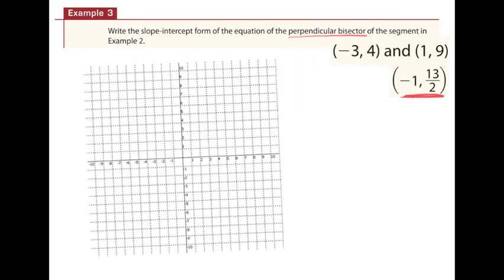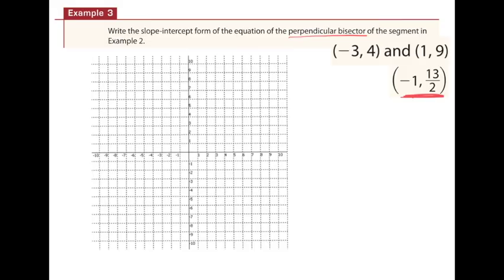Shrink it down a little bit. We have the line segment that starts at (-3, 4), all right? So (-3, 4) is right here. And then we have it ending at (1, 9), okay? So (1, 9) is way up here. This is my line segment.